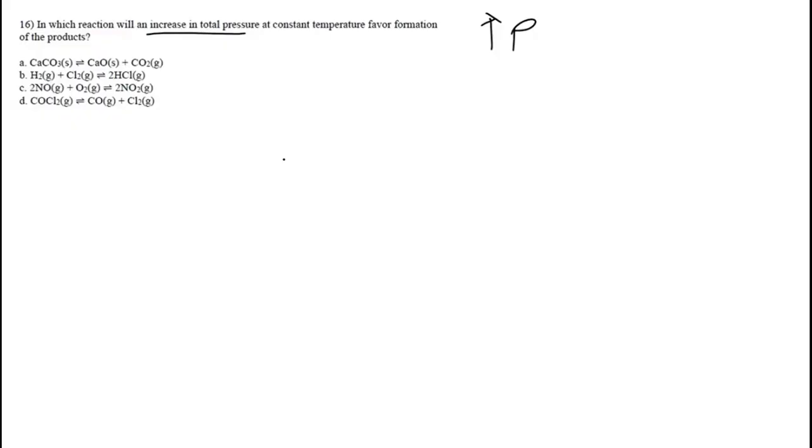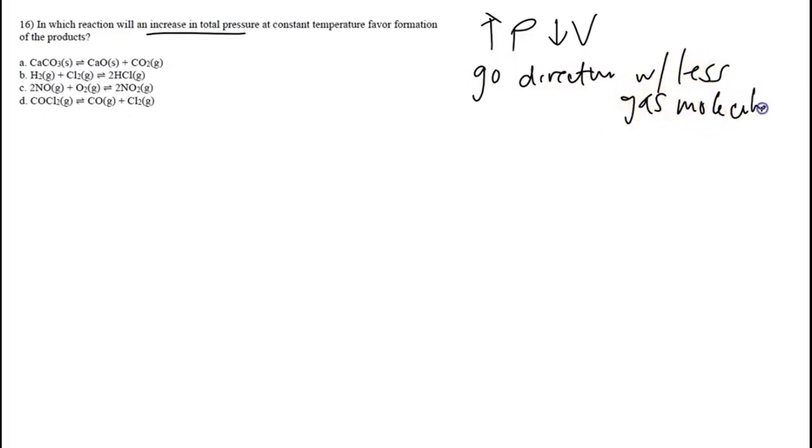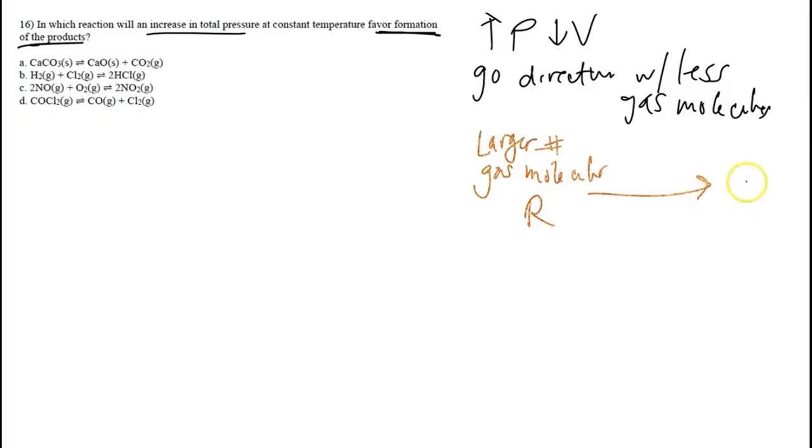So we've seen kind of an idea with the pressure and volume and things like that. So we know when you increase pressure, you decrease the volume. And we know that when you have an increase in pressure, you're going to go in the direction with fewer gas molecules. Now, this is interesting because they want you to automatically favor the formation of the product. They told us that specifically. So what we're looking for here is something with a larger number of gas molecules in the reactants so it can move to our product.